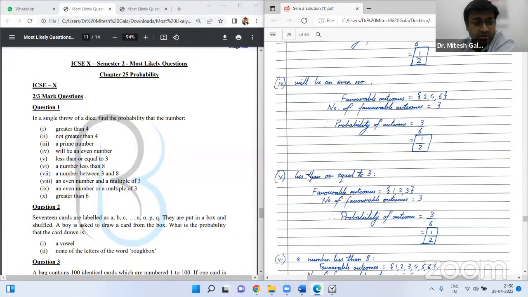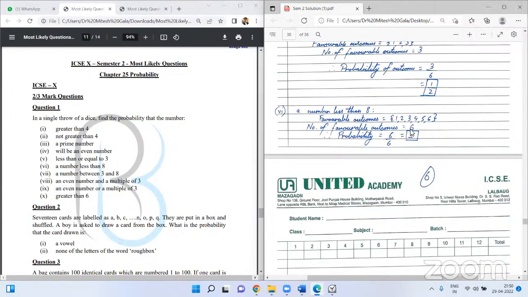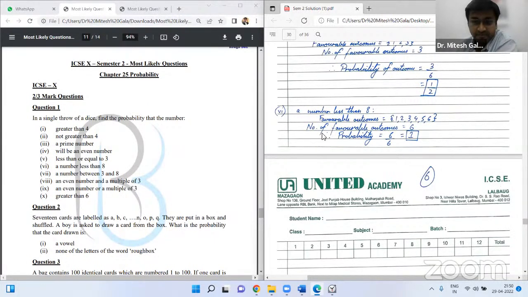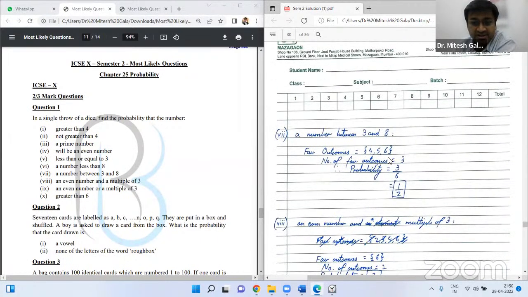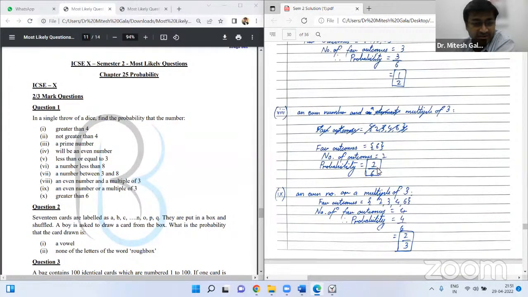Less than or equal to 3. So 1, 2, 3. 3 by 6, half again. A number less than 8, so all 6 of them. Not 7, because 7 is not a part of the die. Therefore the answer is 1, obviously. Then a number between 3 and 8, so should be 4, 5, 6. Again half. An even number and a multiple of 3. Even are 2, 4, 6. Multiple of 3, only 6, because 2 and 4 are not multiples. Since the word is and, we'll consider both conditions, and therefore the answer is only 6. So 1 by 6.